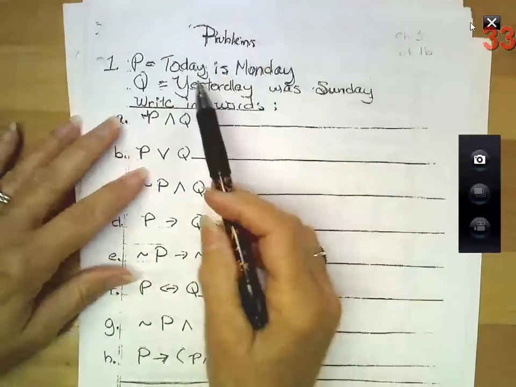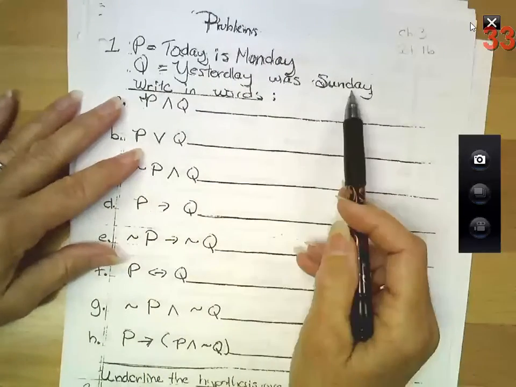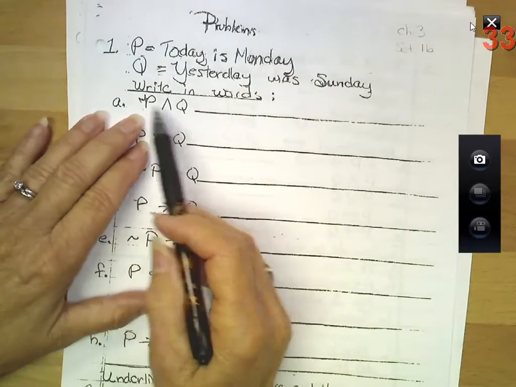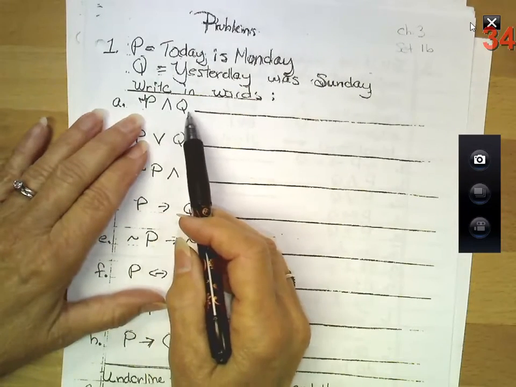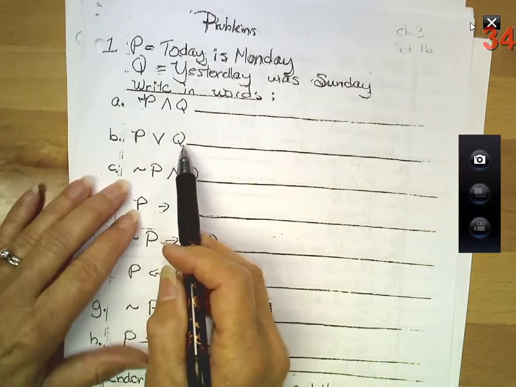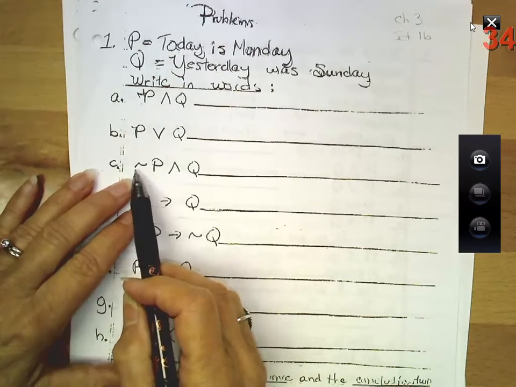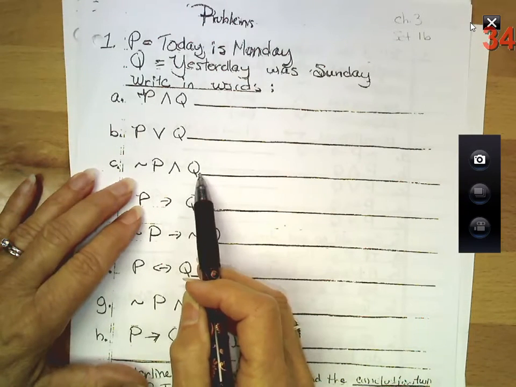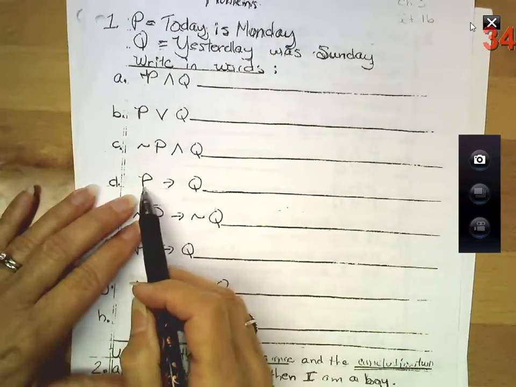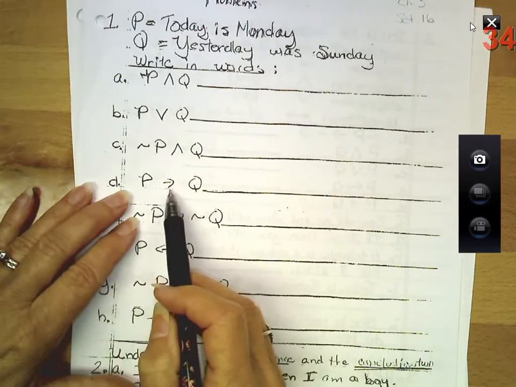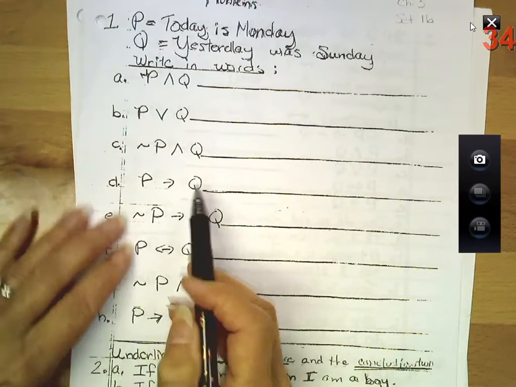Okay. Today is Monday. Q is yesterday was Sunday. Writing words. Today is Monday and yesterday was Sunday. Today is Monday or yesterday was Sunday. Today is not Monday. Monday and yesterday was Sunday. So, very close there. Okay, that means it's going to have an if-then. If today is Monday, then yesterday was Sunday.